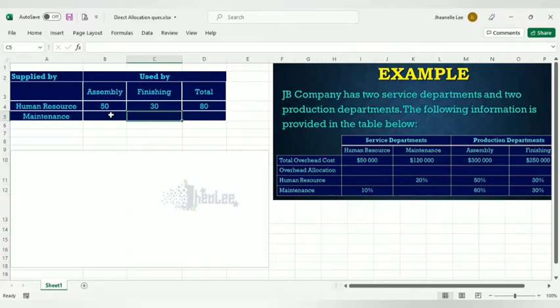Let's look at the maintenance. For the maintenance, the assembly uses 60% and the finishing uses 30%. So that's a total of 90. All right.